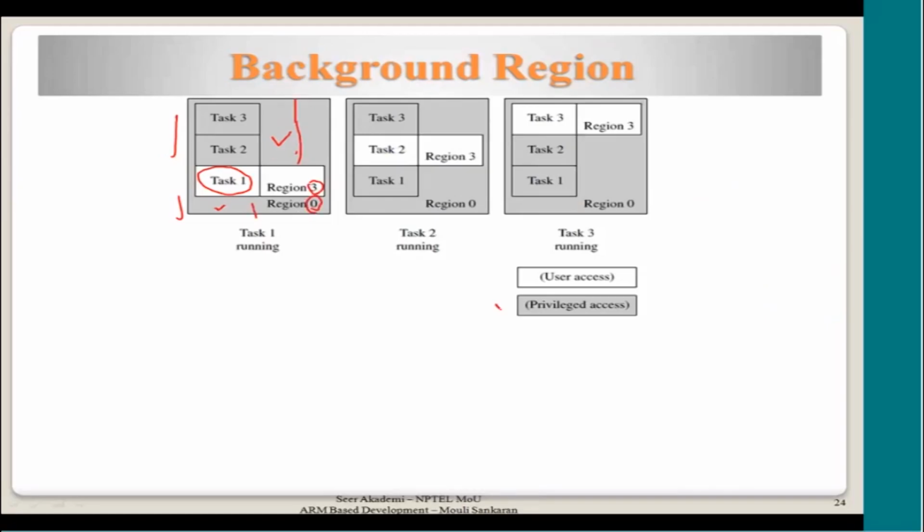What does region 0 say? It is a privileged access. And what is the privilege level of the user process? It is in user mode, so it doesn't have access to any of this. So the background region indirectly protects the other task areas in the memory. What you are seeing is a memory area. Please remember.